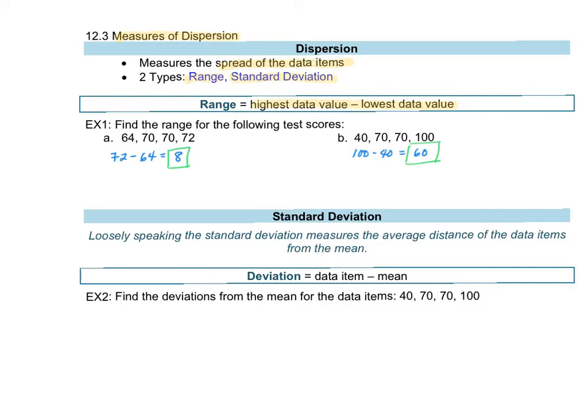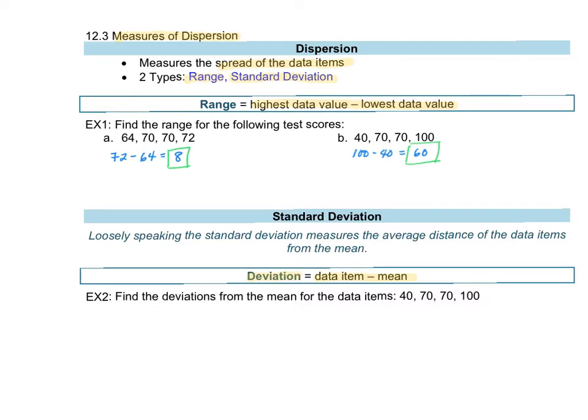The next measure of dispersion is the one that we use most often, and it's called the standard deviation. Now, the standard deviation, very loosely speaking, just measures the average distance of the data items from the mean. So it looks at how your data items are spread from the mean. First of all, to compute the standard deviation, we're going to talk about what a deviation is. So when we look at a deviation, it's just our data item and we subtract the mean.